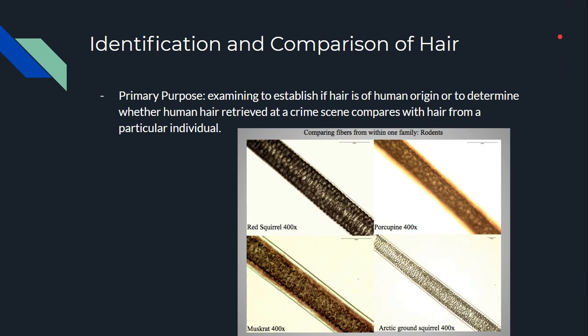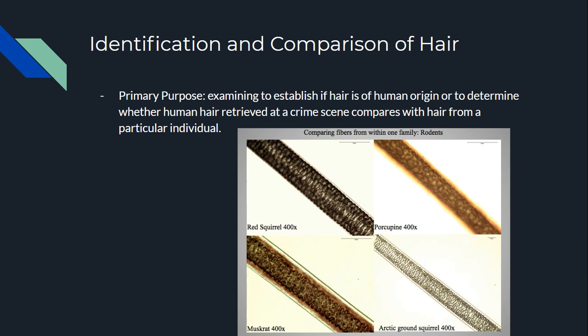When we're doing identification and comparison of hair, the primary purpose is to establish if the hair is first of human origin, and then second to determine whether the human hair that was retrieved at the crime scene compares to known or unknown suspects, or even our victim.